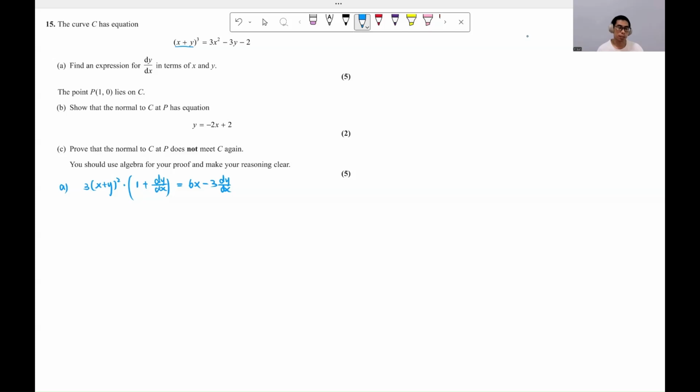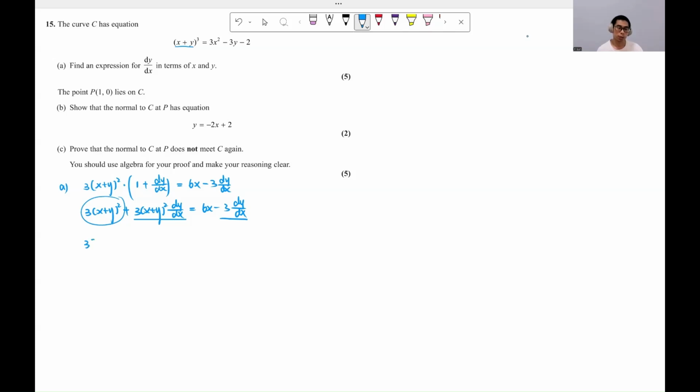So expand the brackets. That would be 3(x + y)^2 plus 3(x + y)^2 dy/dx, and that's equal to 6x minus 3 dy/dx. And I'm going to make all the dy/dx terms go to one side and the other terms to the other side. So I will keep this one on the left and I move this one to the left-hand side as well. And I move this one to the right-hand side.